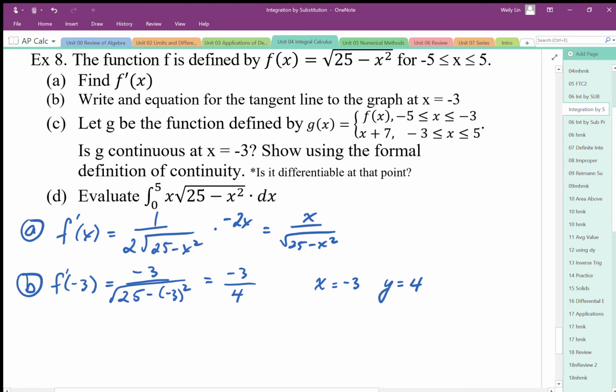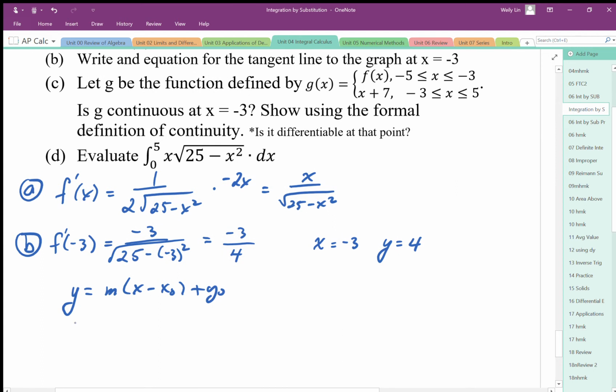To find the equation of the tangent line, we'll use point slope form: y equals slope times x minus x naught, plus y naught. Plugging that in, we end up with negative 3 over 4, that's our slope. Our x coordinate is negative 3, so we end up with x plus 3, and our y coordinate is plus 4. So now we've got our equation of the tangent line. That's the answer to question B.